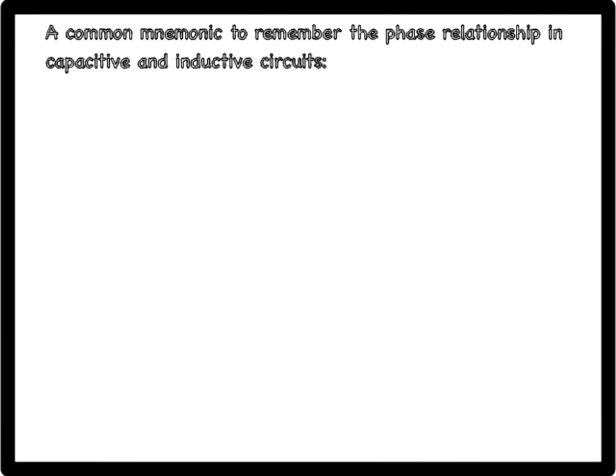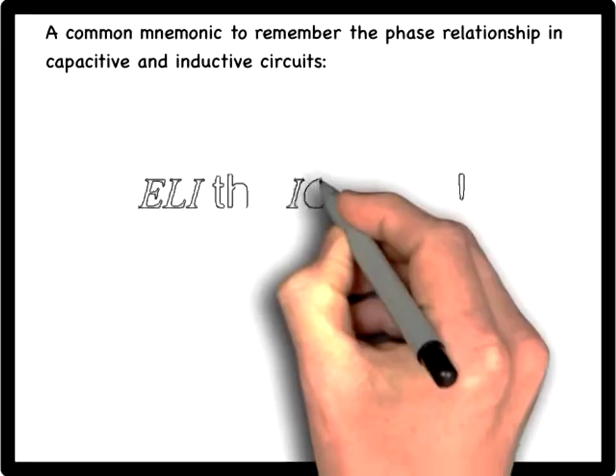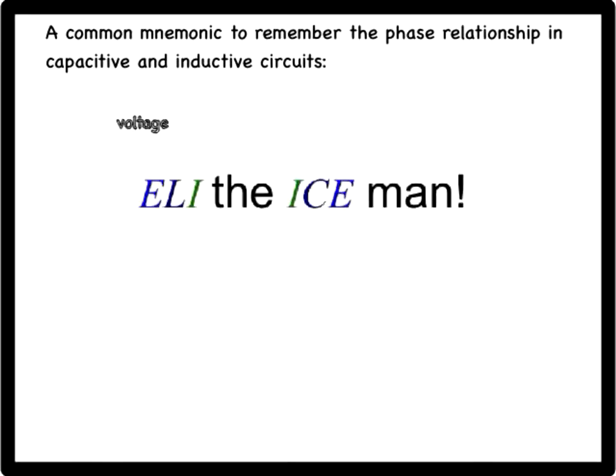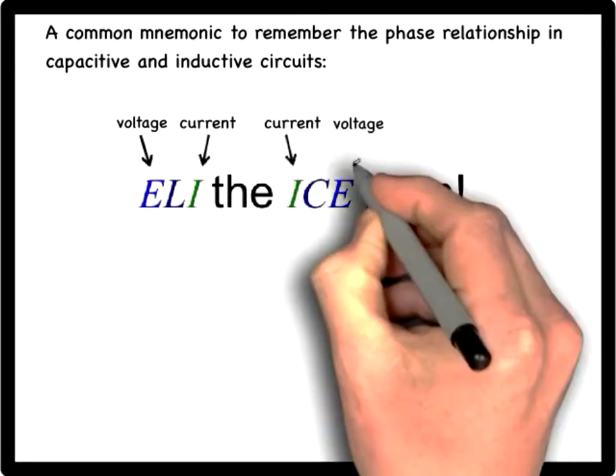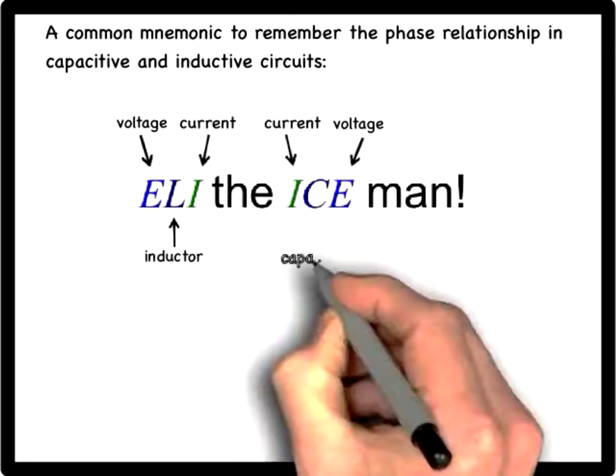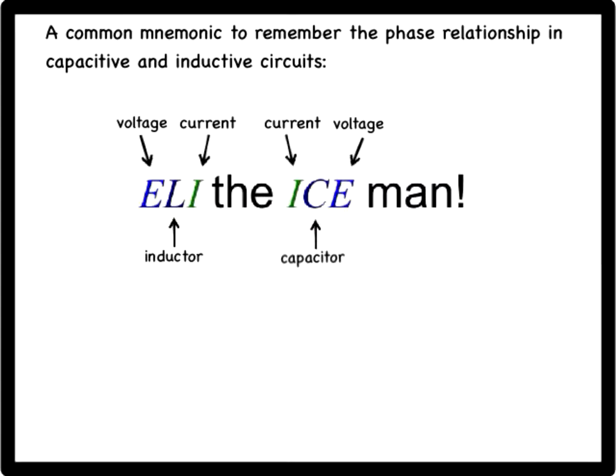There is a common mnemonic that is used to easily remember the current and voltage phase relationships in capacitor and inductor circuits. It is Eli the Iceman, where E represents the EMF or voltage, I is the current, and L and C represent an inductor and capacitor circuit respectively. The word Eli corresponds to an inductor circuit, in which case the current lags the voltage, and the word ice corresponds to a capacitor circuit, in which case the voltage lags the current.